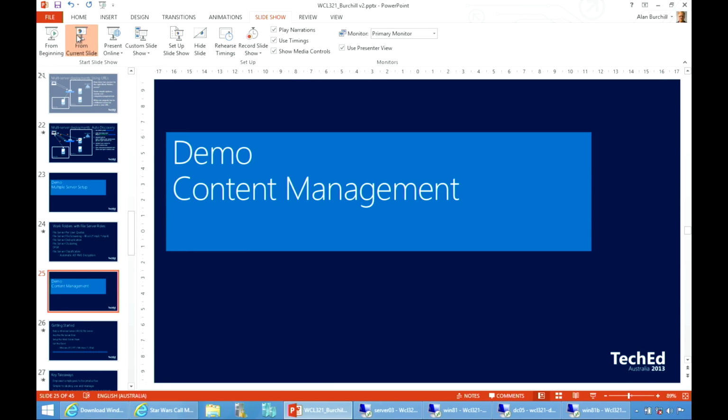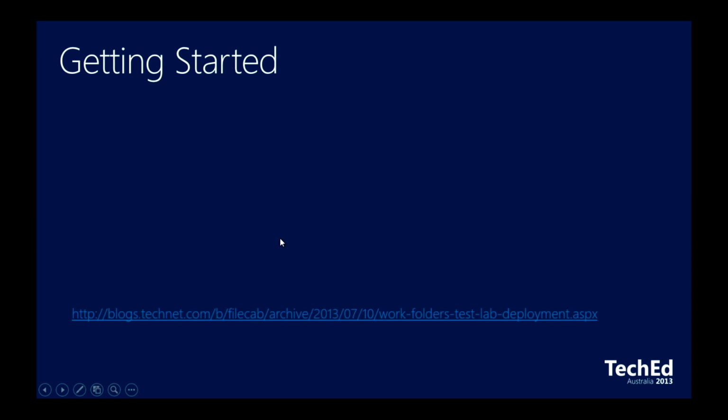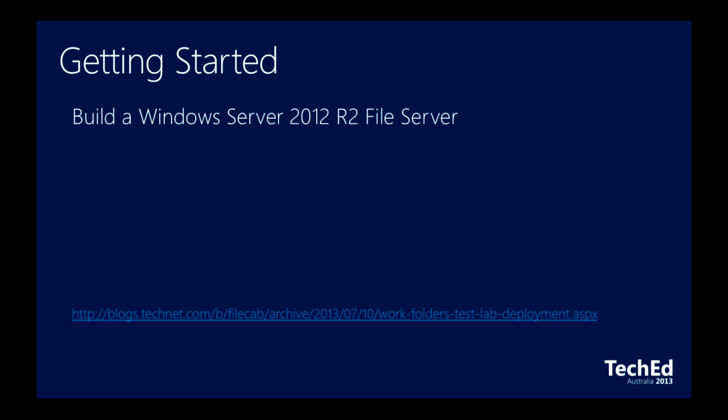Okay, home stretch. Getting started, so what do you need to do? There's a URL in these slides. I'm going to say these slides, there's a lot of hidden slides in this slide deck, so definitely try to grab and download a copy of this. There's a whole bunch of extra information and URLs in here about work folders. The first thing you need to do is build a Windows 2012 R2 file server. Just a single one to get started, okay? Start playing with it like that. Add the file server role.